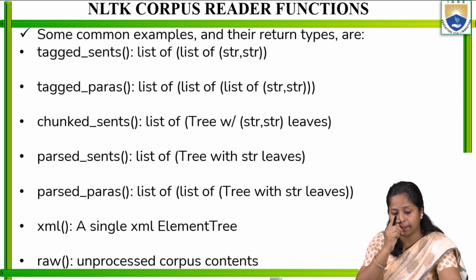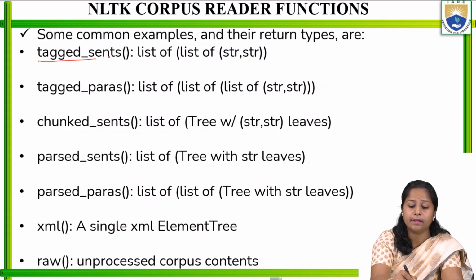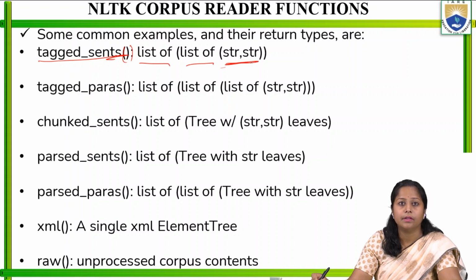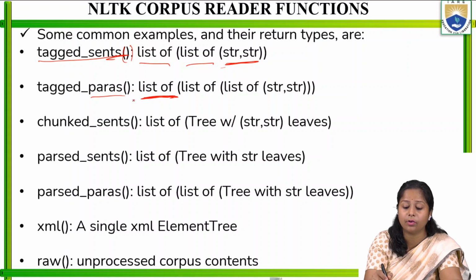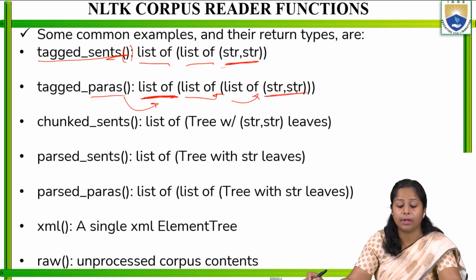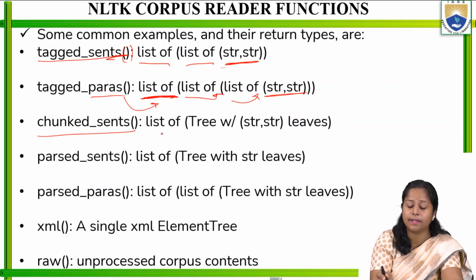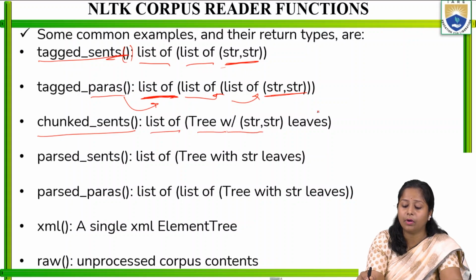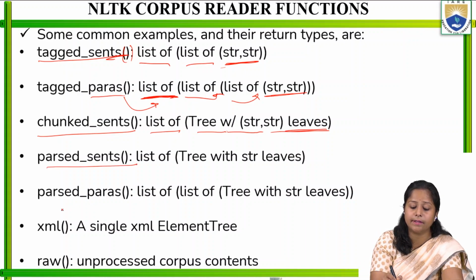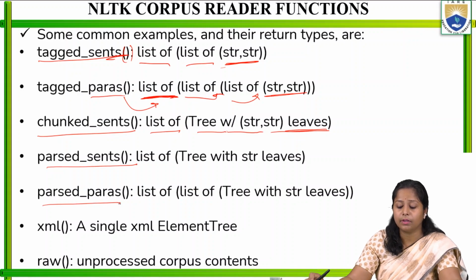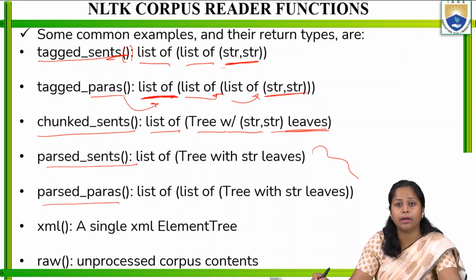Some common examples and their return types: the tagged_sents function returns a list of lists of str, str tuples. If I write the tagged_parse function, it returns a list of trees. Then chunked_sents returns a list of trees, with str leaves. It is going to make a tree. Then there are parsed_sents and parsed_paras, which again give us the different leaves of this tree.